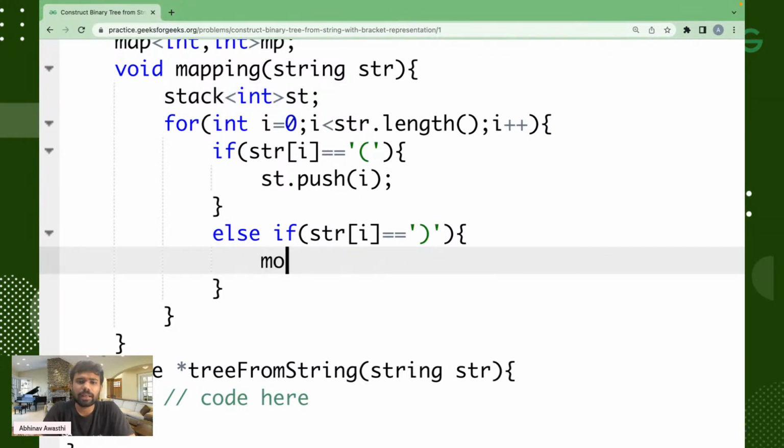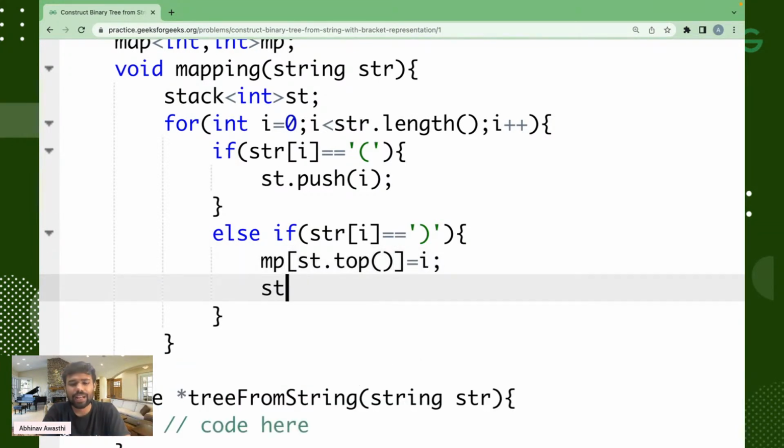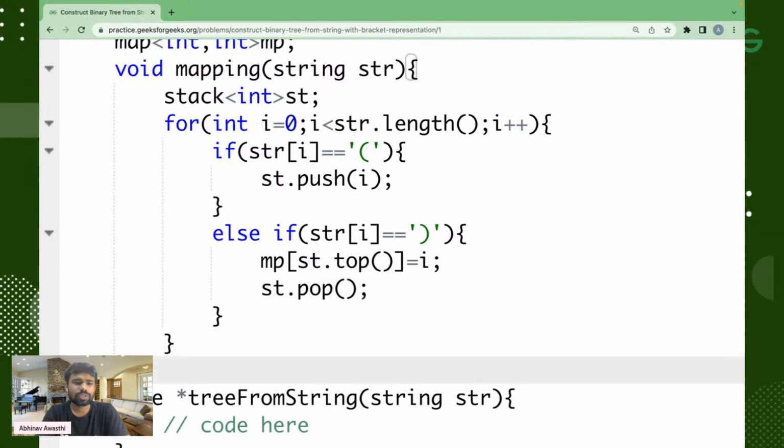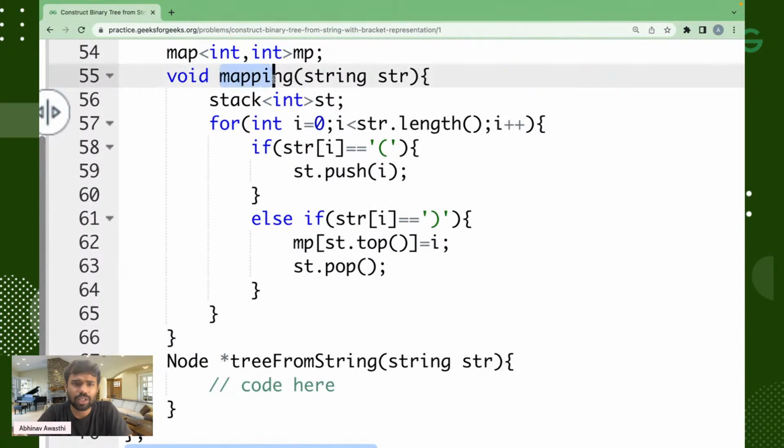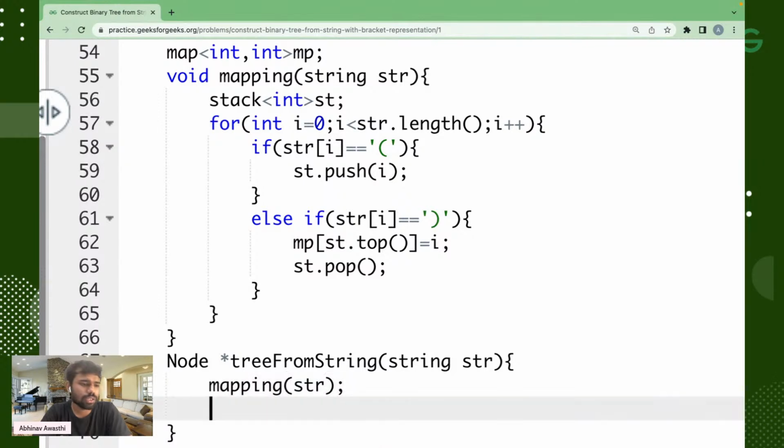Now we can simply write MP of whatever is at the top of the stack, meaning the index of the opening bracket, is equal to the current index, which is of the closing bracket. And after that, I will pop the stack. This is the very basic thing which I have done. And simply I will call this function, which is called mapping, here inside our original function.